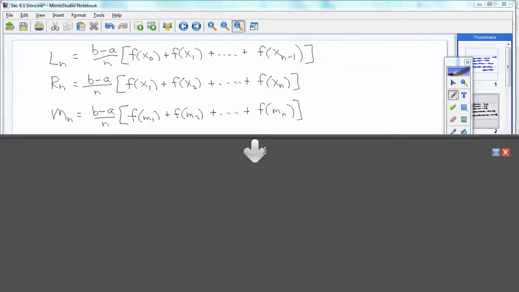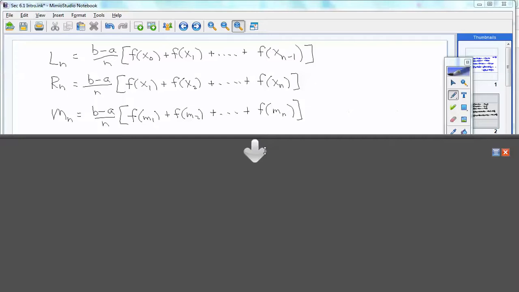And midpoints, same thing. We just take the width out, b minus a over n, and then the first midpoint height, second midpoint height, and then the last midpoint height. That's what the m stands for, midpoint.